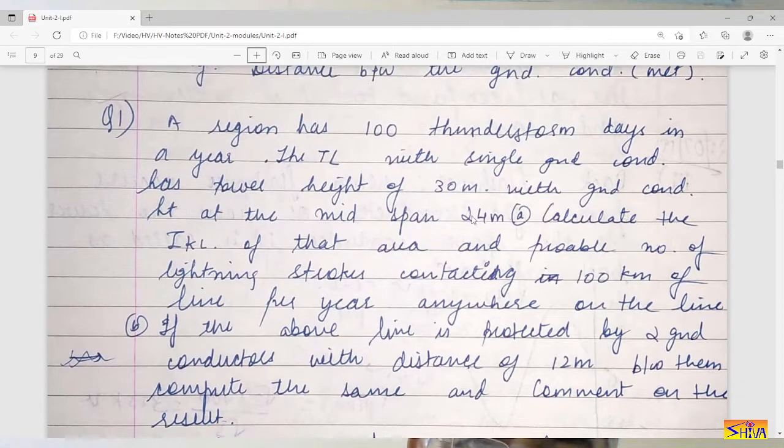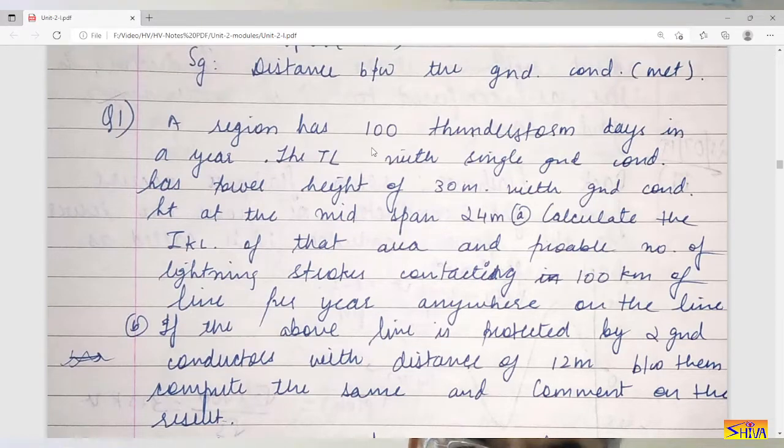The numerical is: a region has 100 thunderstorm days in a year. The transmission line with a single ground conductor has a tower height of 30 meters with the ground conductor height at the mid span equal to 24 meters. Part A, calculate the IKL of that area and the probable number of lightning strokes contacting 100 km of line per year anywhere on the line. Part B, if the above line is protected by two ground conductors with a distance of 12 meters between them, compute the same and comment on the result.